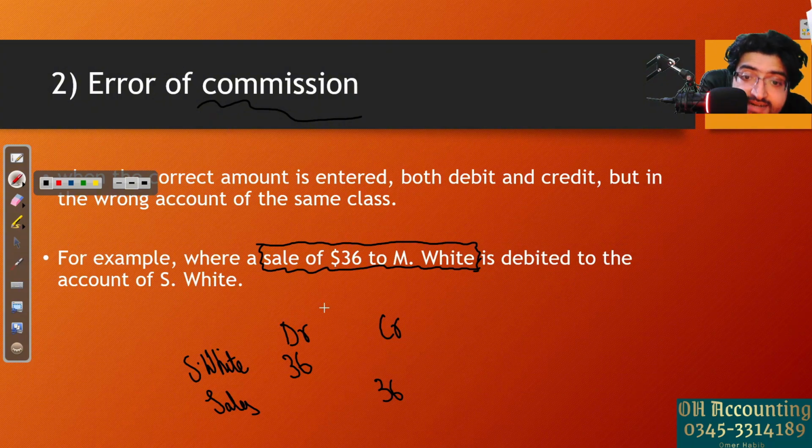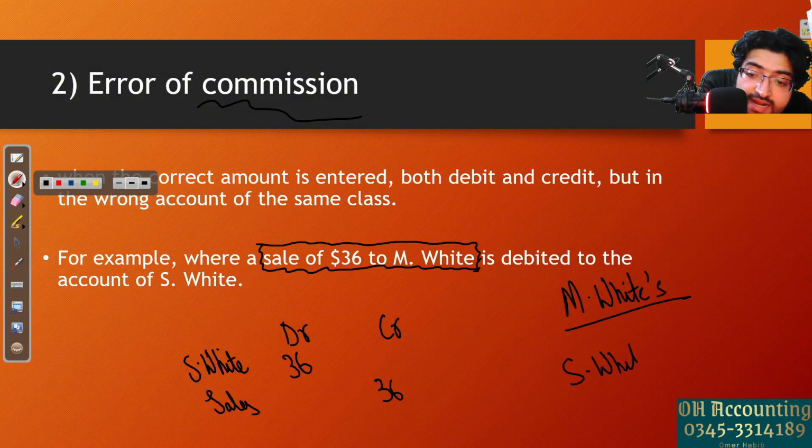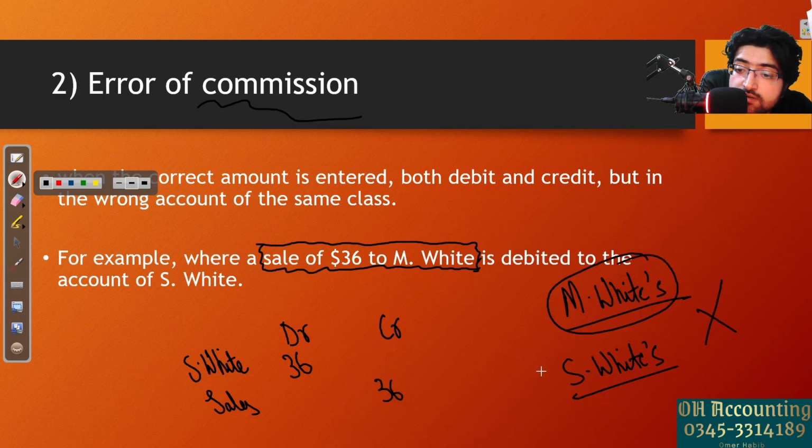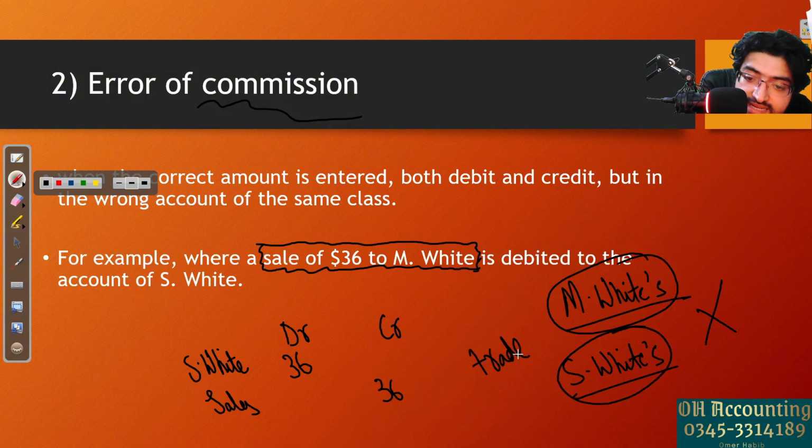We have recorded it in the wrong account. Why? Because we were supposed to record this transaction in M White's account. But where did we record this? We have recorded this in S White's account. So it's in the wrong account. That's an error. But the class of these accounts is same. These are both trade receivables, your asset accounts, right? These are both our trade receivables, which is an asset account.